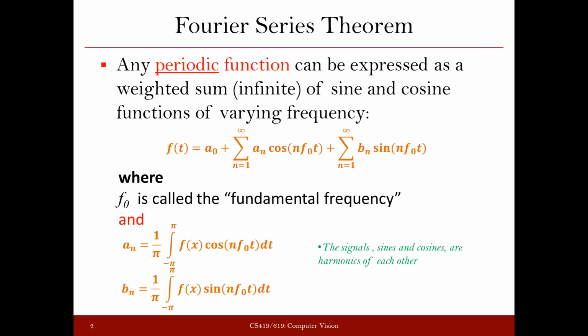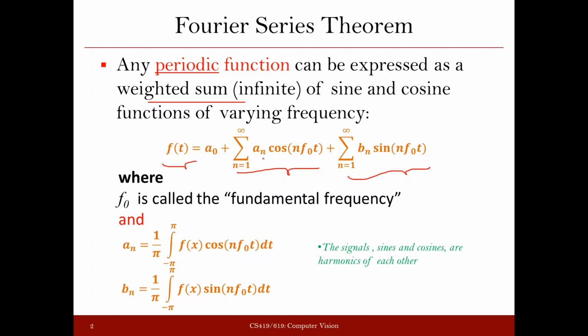What does the Fourier series say? It says that if you have a periodic function, it can be expressed in terms of a weighted sum of sine and cosine functions. Right? I think you must be knowing this. So if f(t) is the function given, then you can say that f(t) can be expressed as equal to a naught plus some cos functions plus some sine functions, right?